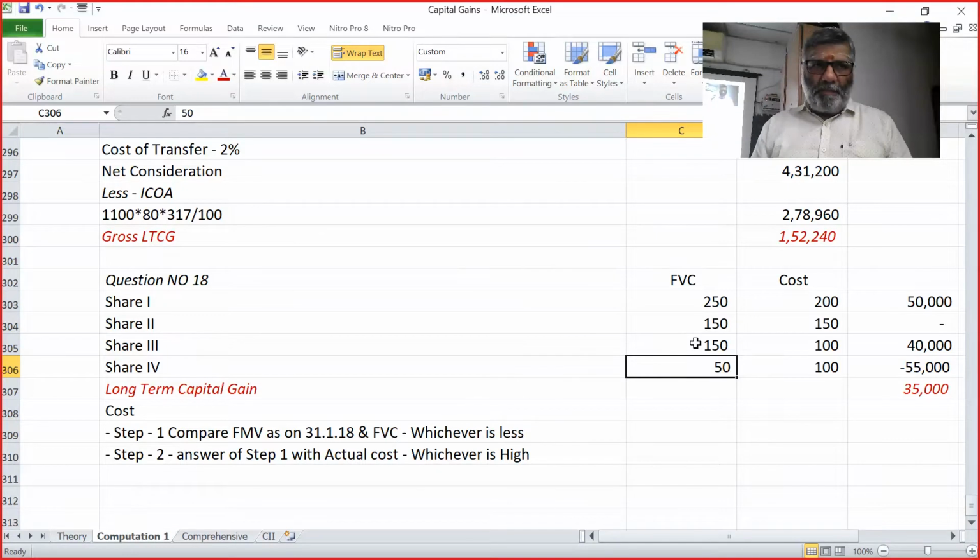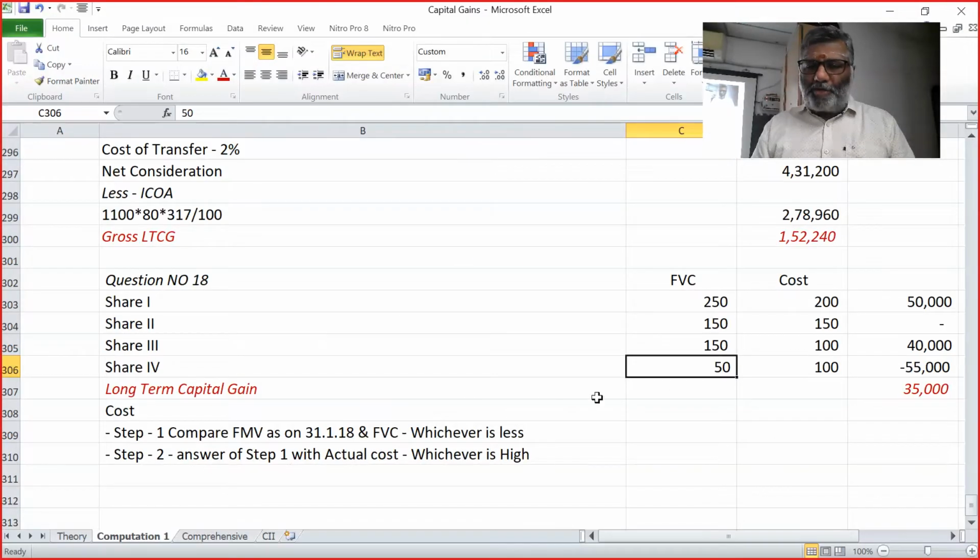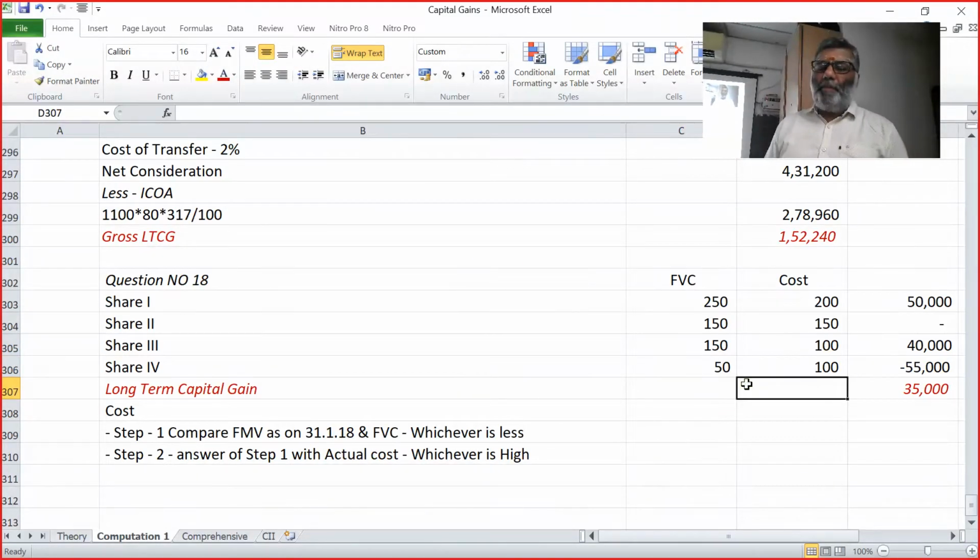Last case, 50 is my sale value, 200 or 50, 50 into 100, so 100 becomes higher, so I'm getting a total LTCG of 35,000. As our friend said, this is wholly exempt under 112A. I just computed up to 1 lakh, it is not taxable.